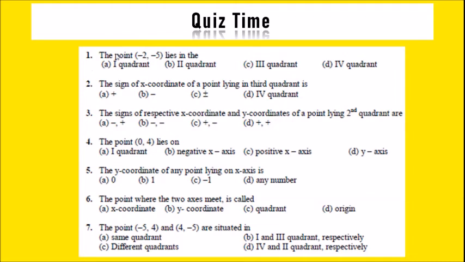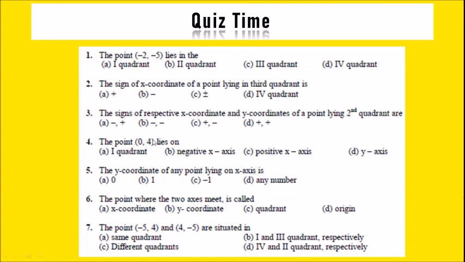Now we will just go through this quiz to check if the learning outcomes that we have discussed today have been met. So point minus 2 comma minus 5 will lie in the third quadrant. The sign of x coordinate of a point lying in third quadrant is, in the third quadrant, it will always be negative. The signs of the respective x coordinate and y coordinates of a point lying in second quadrant are x negative and y positive, that is this.